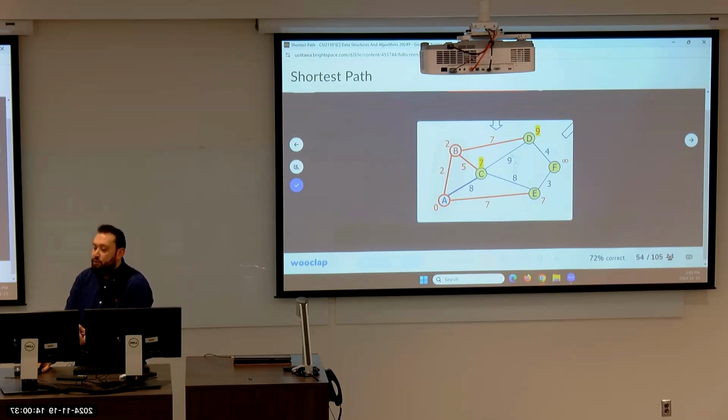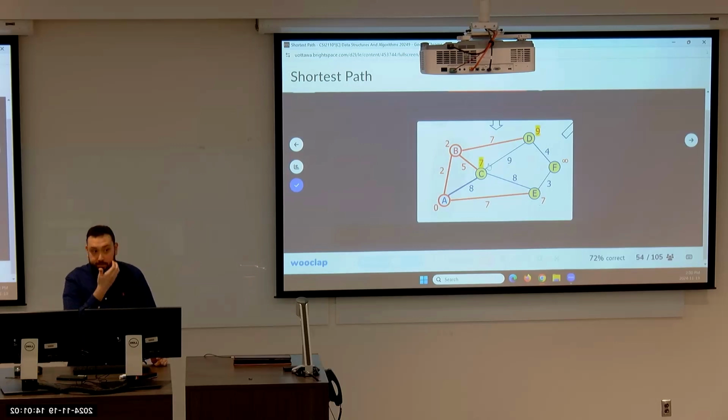When we update, we always use the edge plus the node. So 9 plus 7. Is it less than 9 or greater than 9? Greater, so I'm not going to update it. Then the same thing for E. The weight is 7. Do I have a better weight? Do I have less weight? I don't think so. Why? Because 8 plus 7 is greater. So that's the reason why not.